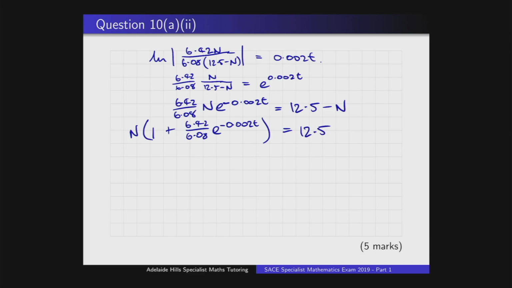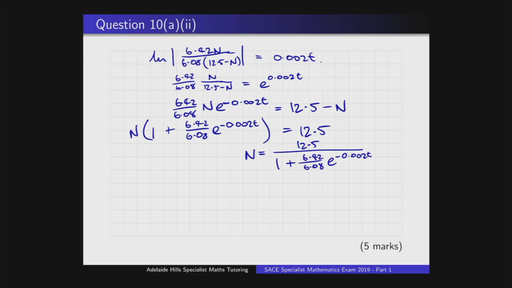So the last thing we need to do is just divide through by that term in the parenthesis, and that will give us that n is equal to 12.5 divided by 1 plus 6.42 over 6.08 e to the minus 0.002t. Okay, so that's pretty much all we needed to do.